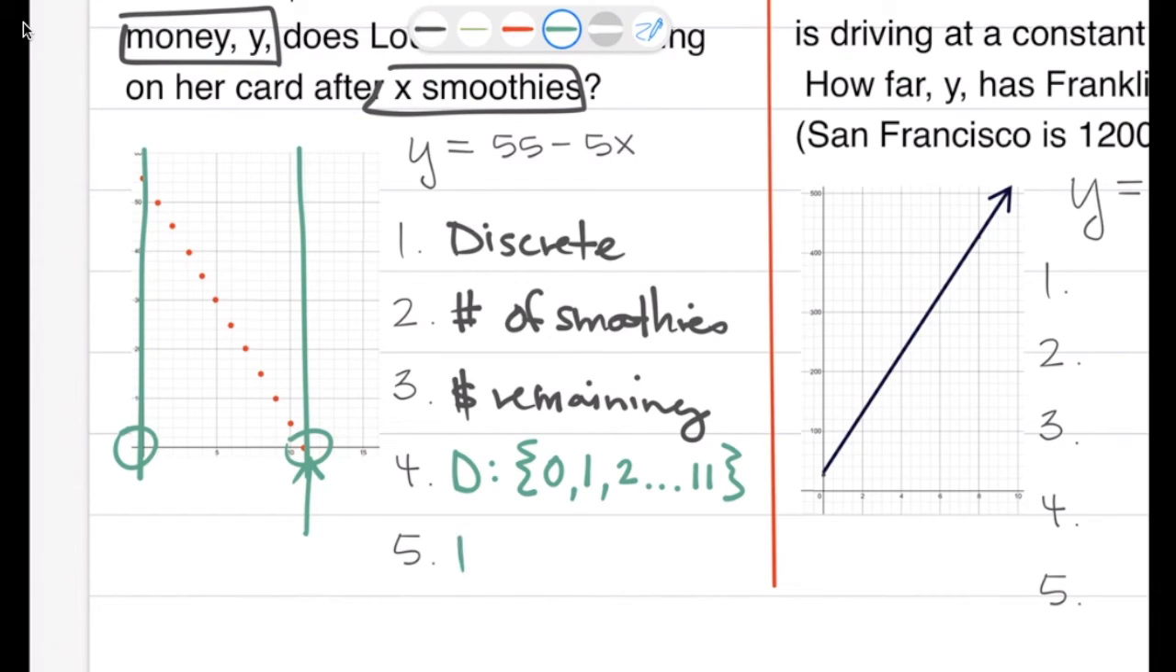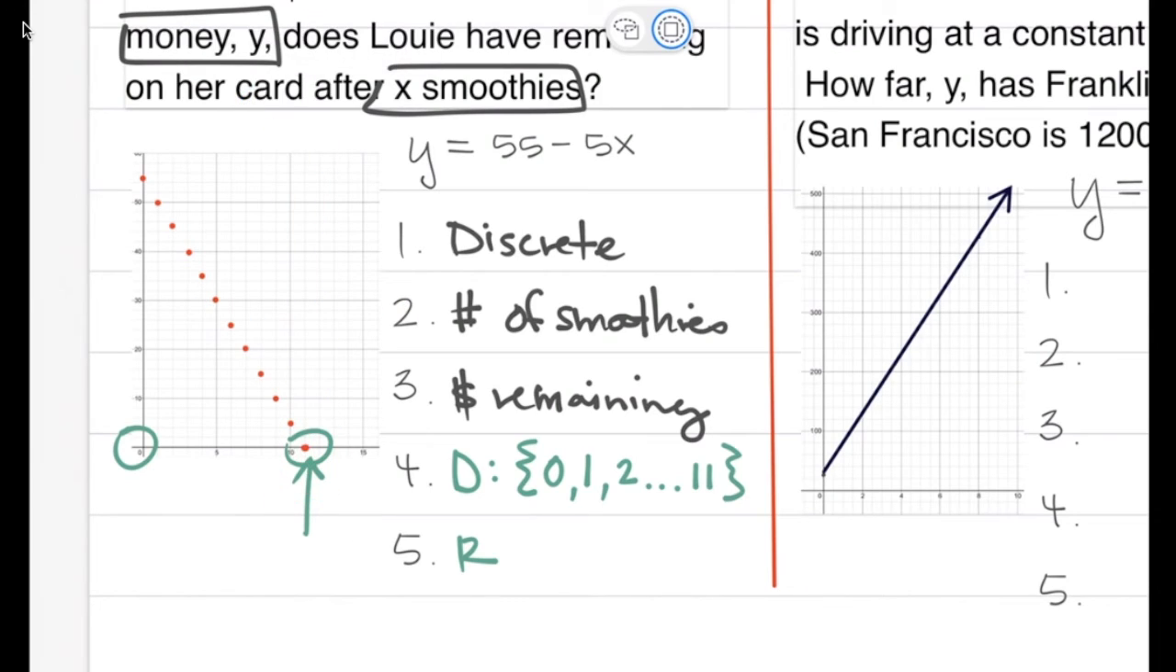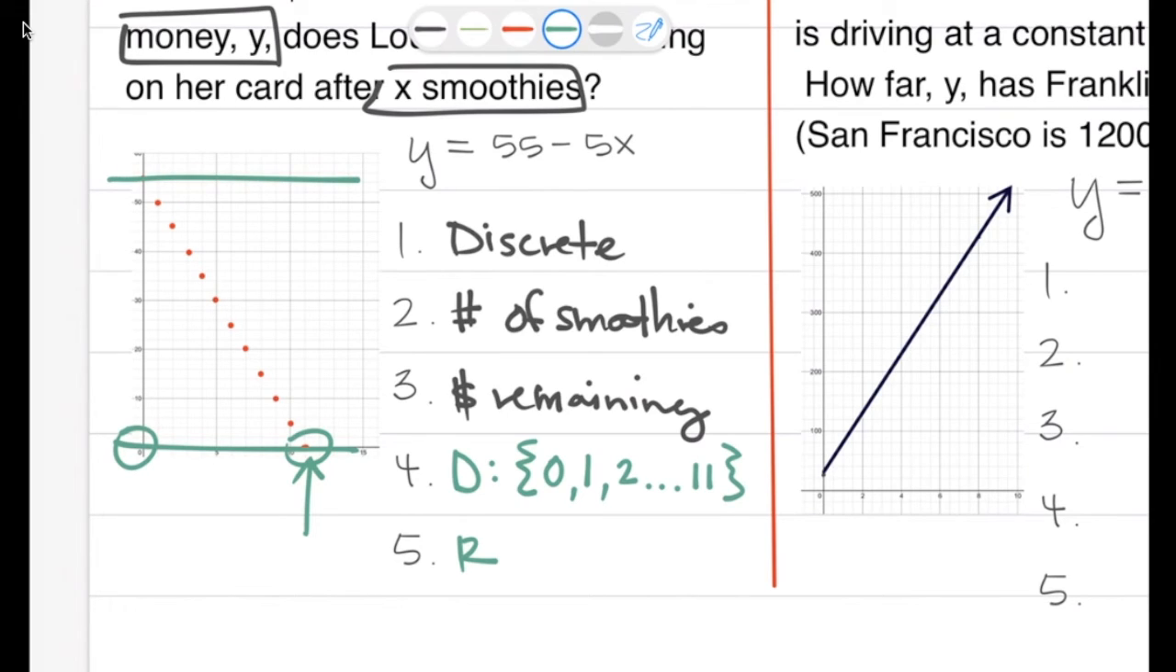Now let's talk about the range. Here, we're going to look for the lowest and the highest point on our graph. So our lowest point is here, and our highest point is here. Remember, it refers to the amount of money remaining on Louie's gift card. So the smallest amount of money that she'll have is $0.